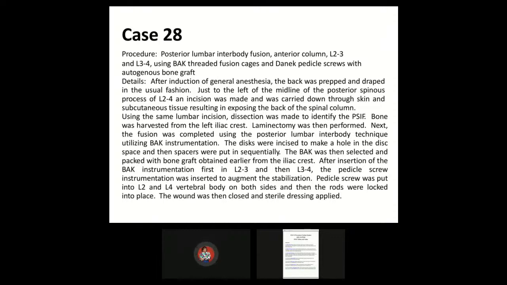In this particular case, this is a little longer, so let's summarize real quick. So this patient has a posterior lumbar interbody fusion, anterior column L2 to 3 and L3 to 4.